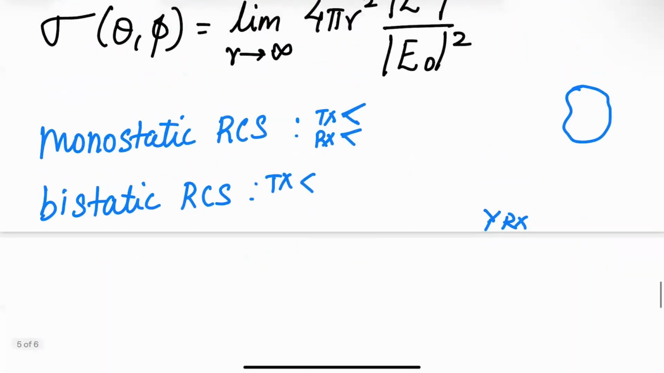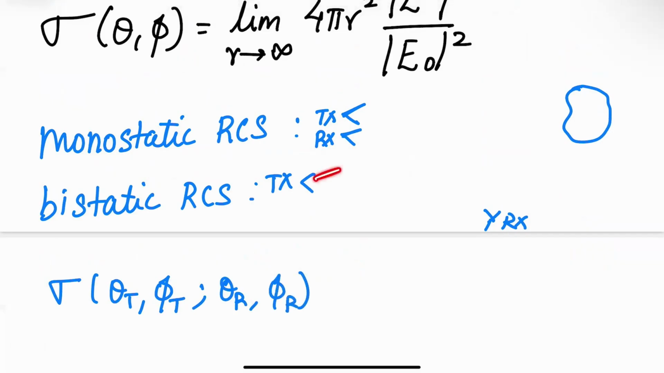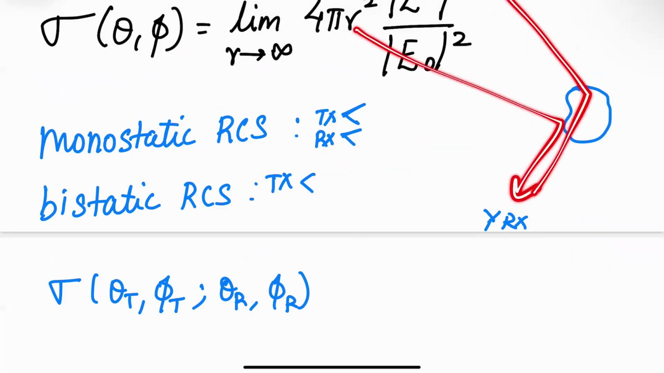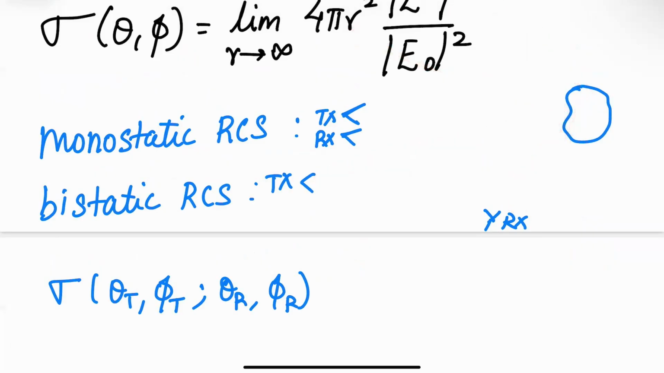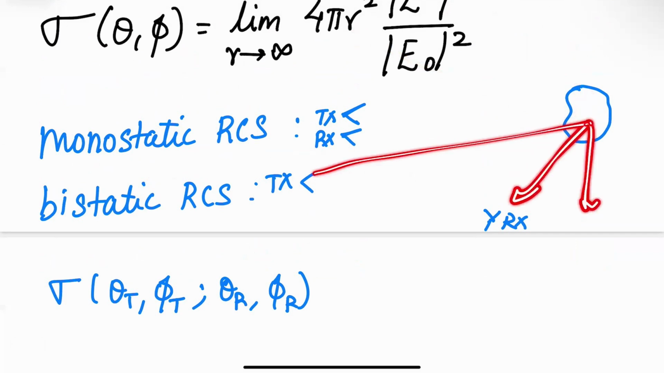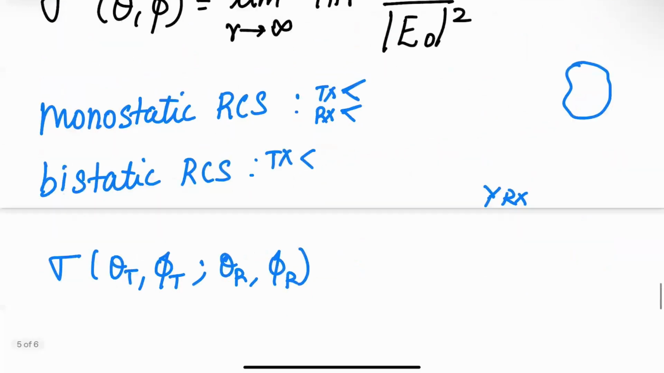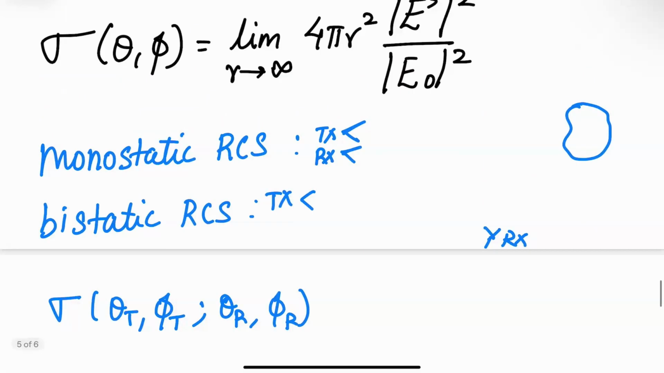Now this is a function of four angles, right? Theta transmitter, phi transmitter, theta receiver, and phi receiver, because both of them can have arbitrary angles. So you can scatter like that, or like that, or I can move the receiver around like that, and so on, right? And it's also polarization dependent.